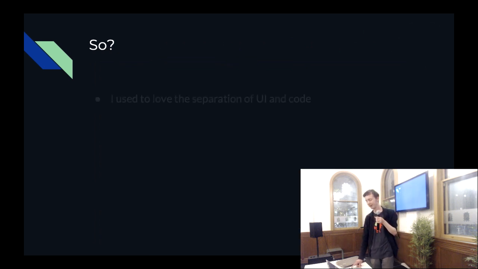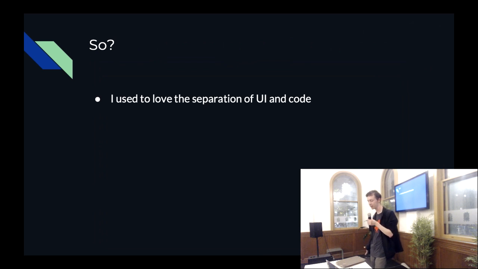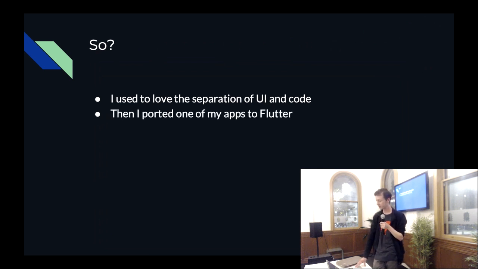So, I used to love the separation of UI and code. I used to think it's great. In Android you would have XML layouts where you just write out your layouts, and you can have different layouts for different device sizes. And then in Java you would wire up the code, very similar to what Audrey demoed for the interface builder. A very similar approach for Android. I thought that was great. Then I ported one of my side projects to Flutter, and I have seen the light.